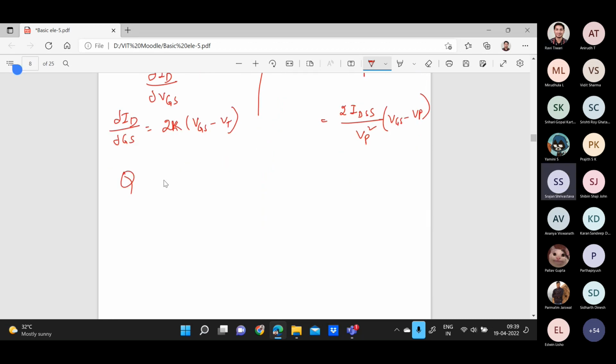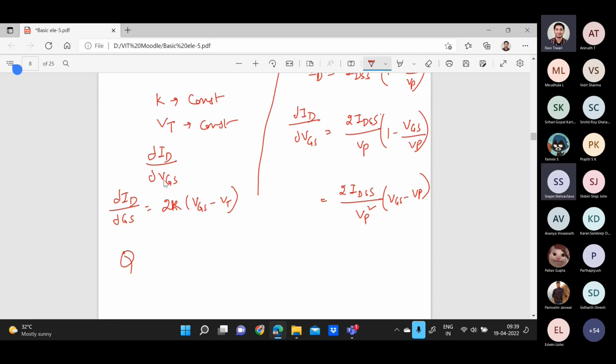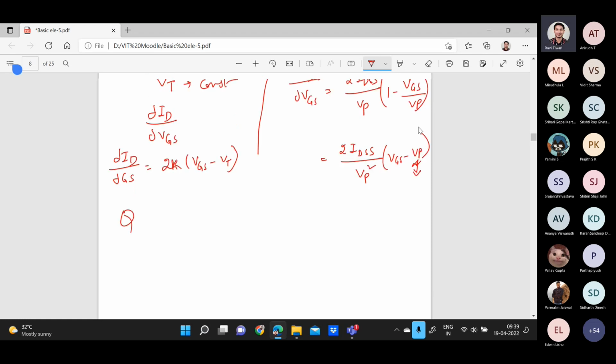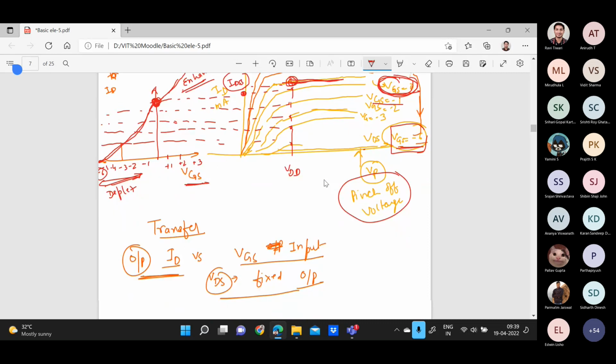Question 1. What is VP? VP is the pinch-off voltage, and it is equal to minus of VGS(off). That I will explain during the numericals. This pinch-off voltage is the voltage you are applying. For example, VGS at minus 6 is the pinch-off voltage where you will get the drain current equal to 0.